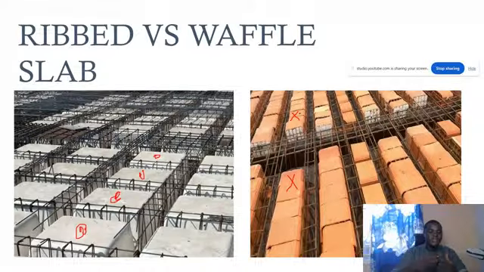Even though in general terms we can call both of them rib slab, specifically when we say rib slab, most of the time we are referring to the one-way spanning part. When we say waffle slab, we are referring to the two-way spanning part of the rib. I hope that is understood.